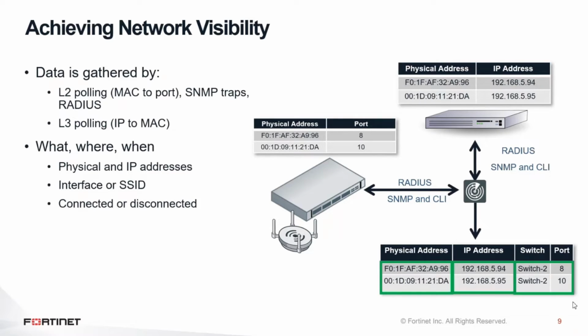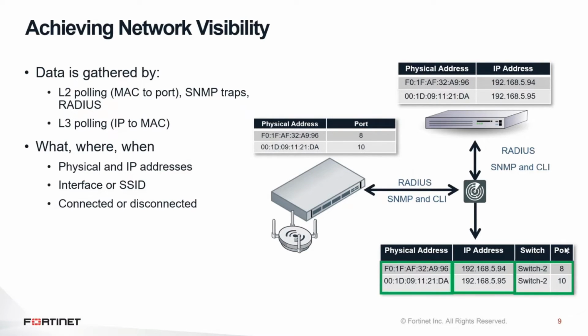We have layer 3 polling as well, which is used to gather the IP address information, and it also correlates it with the physical address gathered during the L2 polling. This adds additional detail for the connected device, both on layer 2 and layer 3, of the device connecting and hosted on the network.